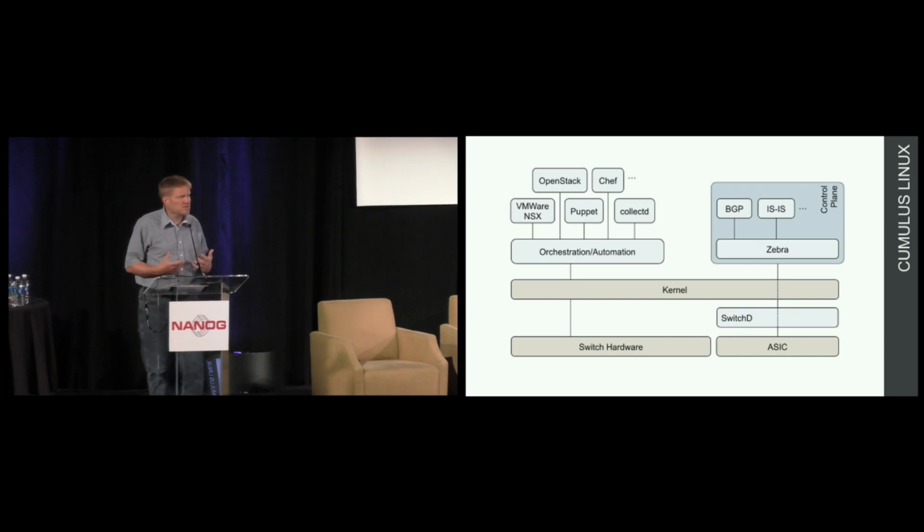Cumulus Linux, of course, is a commercial version. It's commercial/open source. Almost everything in Cumulus Linux is downloadable off of GitHub except switchd. So you have to buy switchd from Cumulus, but pretty much everything else is out there. They have a slightly different architecture in that they're very focused on orchestration and automation. They have an entire piece around orchestration and automation that integrates VMware NSX, OpenStack, Chef, Puppet, collectd, and all these other ways of getting into the system.